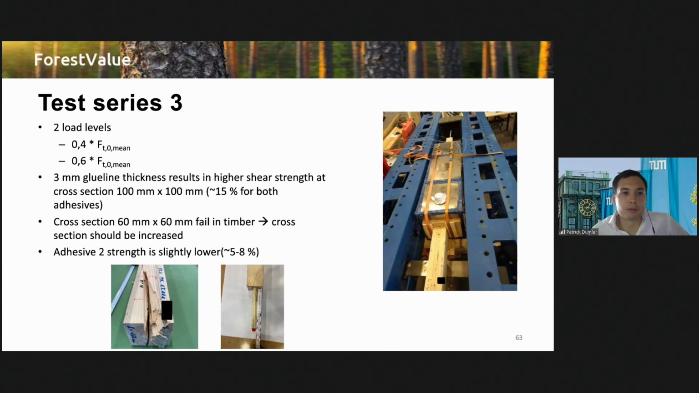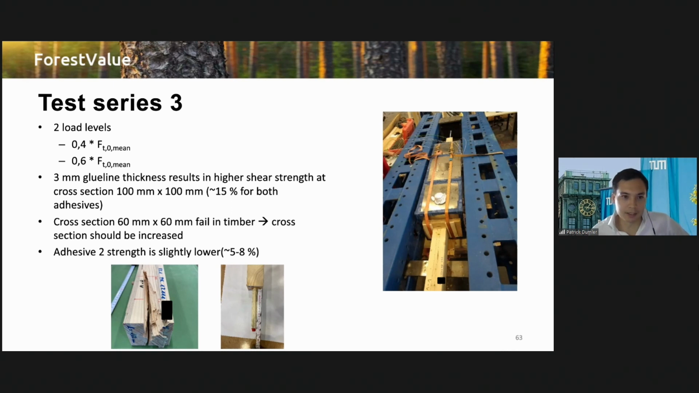The load levels were 40% and 60% of the mean value of the residual tests. And the residual test showed that a thicker glue line results in higher shear strength, but only for the cross section in the case of 100 millimeter. It was about 15% higher than the test with a 1 millimeter glue line thickness.